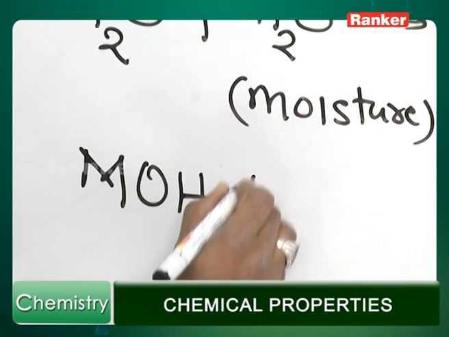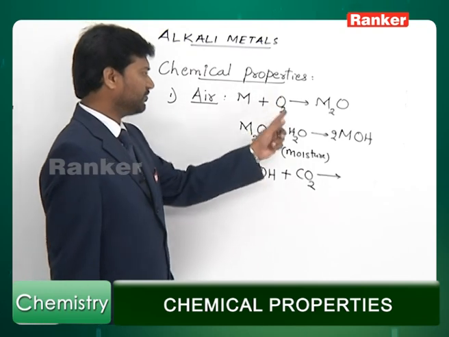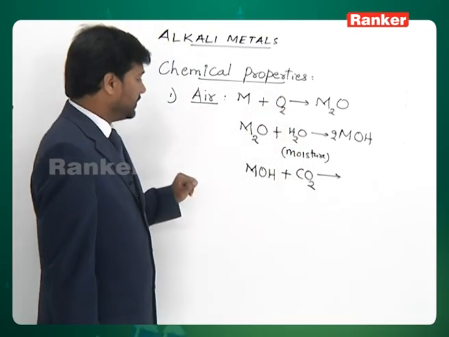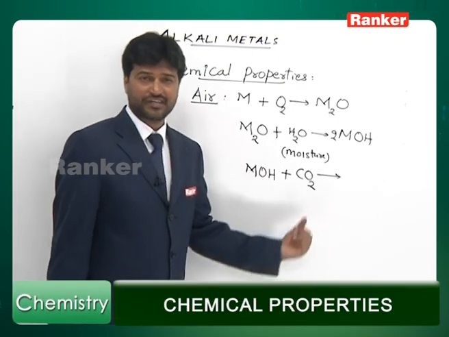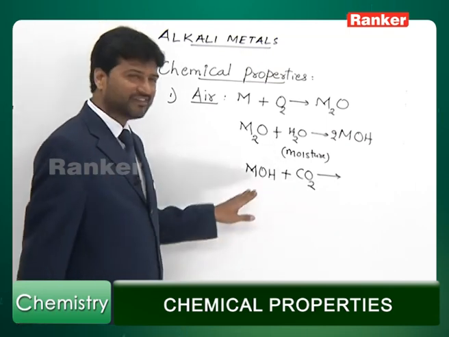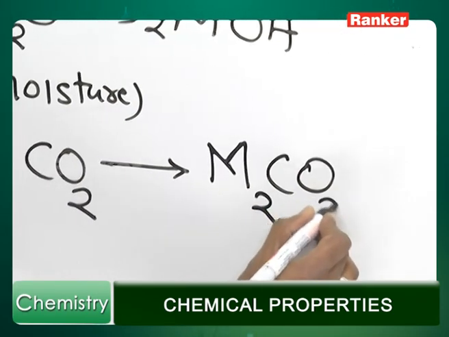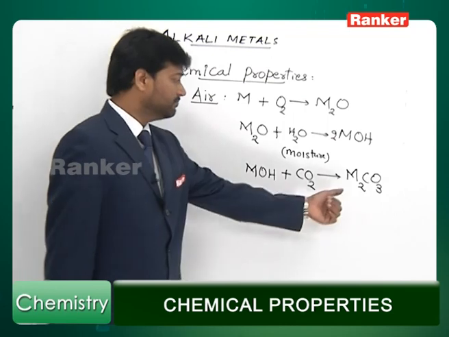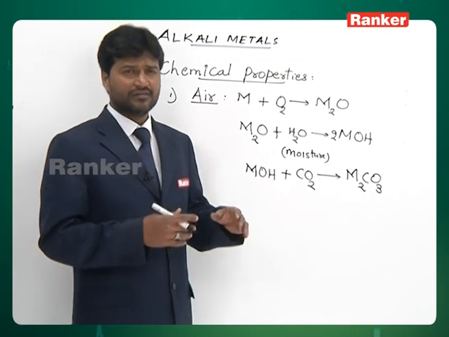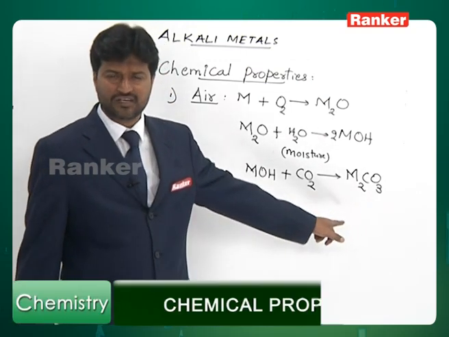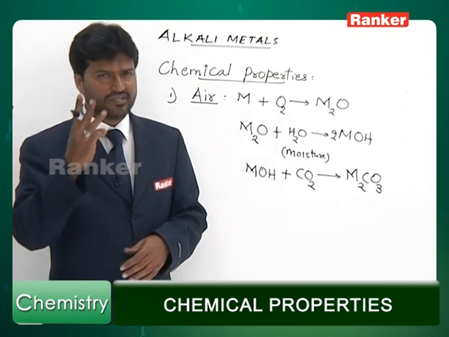MOH then combines with carbon dioxide present in air. See, these are components of air, O2, H2O and CO2. Here I would like to tell you that this is a strong base and carbon dioxide is an acidic oxide. So this is an acid base reaction which takes place and you get M2CO3. It is a metal carbonate. So we can put it like this: when an alkali metal is exposed to air, it ultimately transforms itself into metal carbonate.